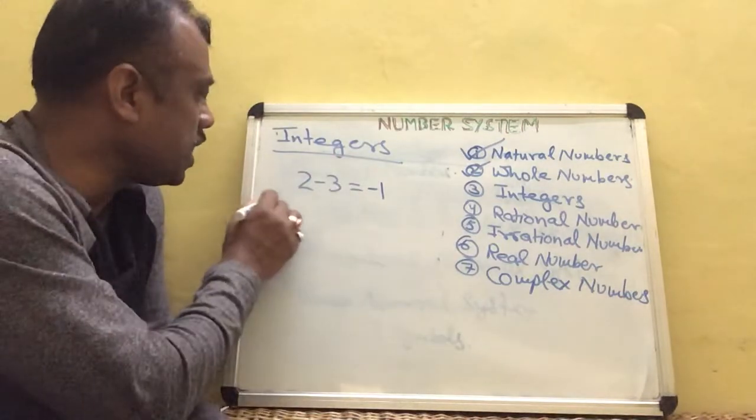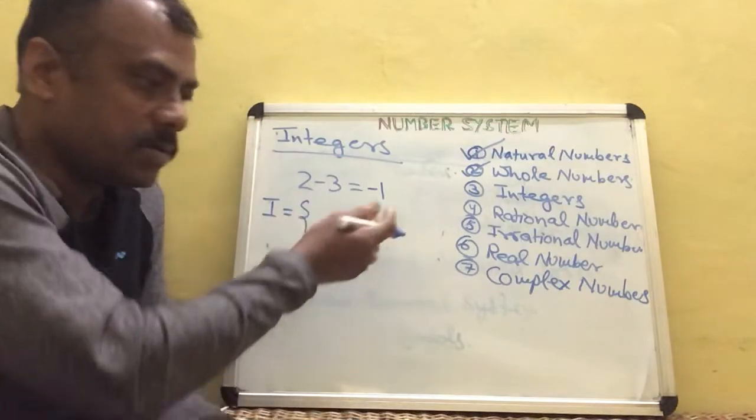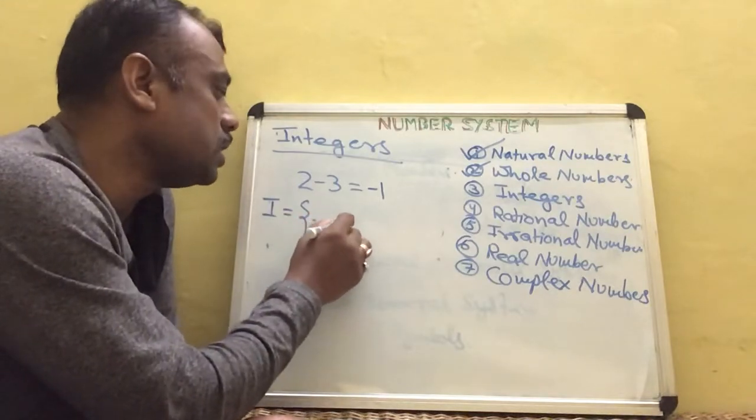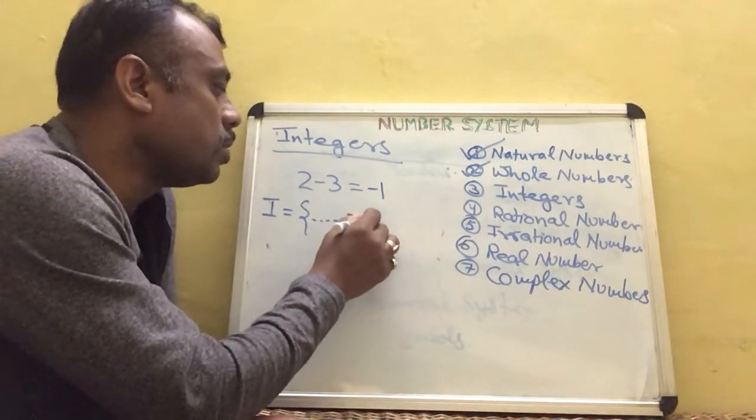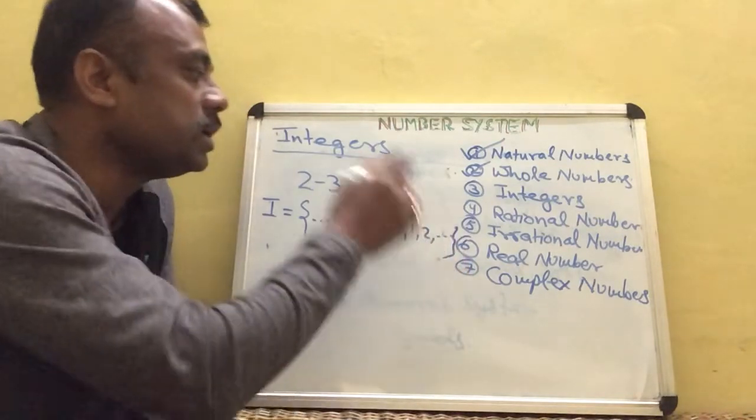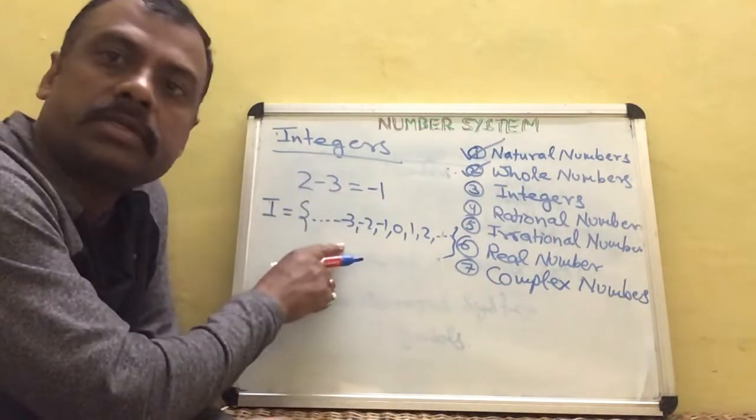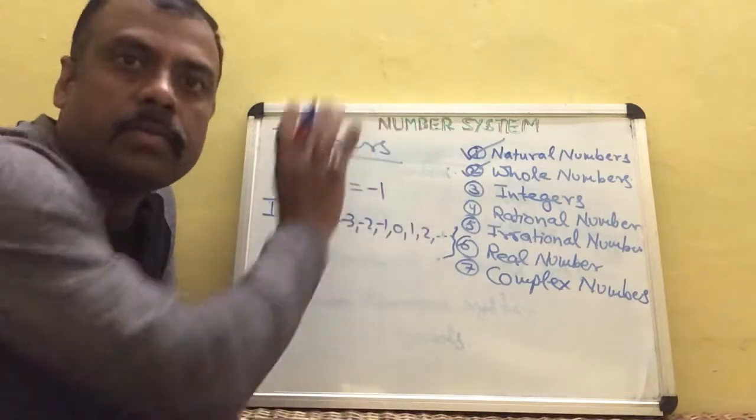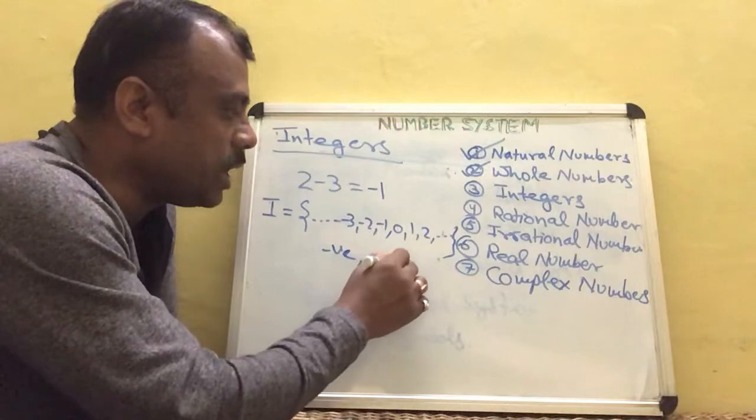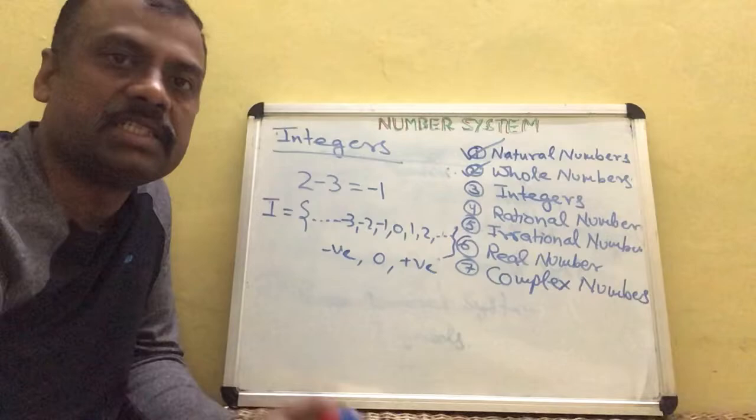So integers will have negative numbers, and from this end there is no end of the negative numbers. Let us say minus 3, minus 2, minus 1 and then 0, then 1, 2 and so on. In this way, this number system will have negative numbers, 0 and positive numbers. So this is another number system called integers.